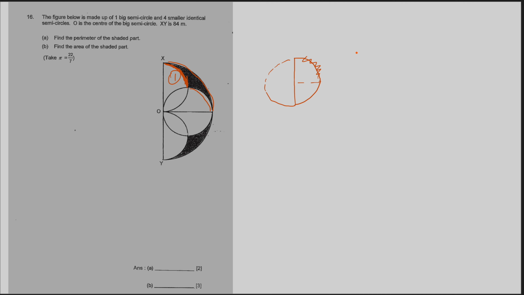So if the perimeter of a circle is 2 pi r, right? Then the perimeter of 1 quarter of a circle will be 1 quarter times the 2 pi r. Does it make sense? So I just need to ask myself, what is my radius here? This is the radius, right? So what's the radius here?